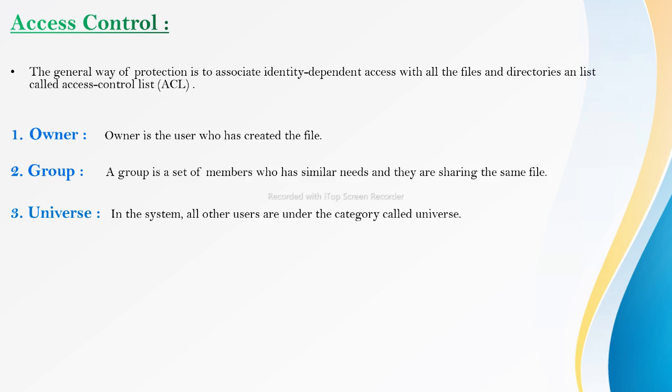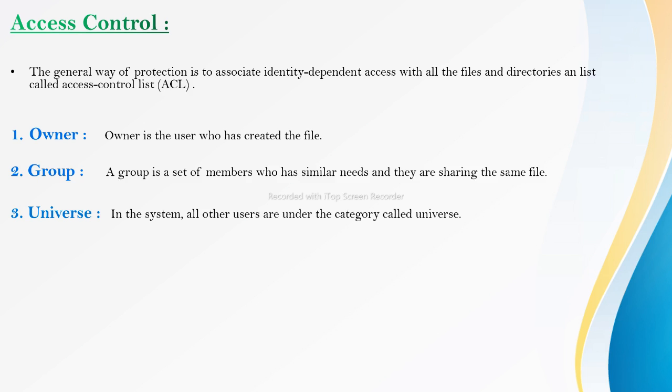This technique has two undesirable consequences, so we use owner, group, and universe. The owner is the user who creates the file, and a group is a set of members who have similar needs and are sharing the same file. In the system, all the other users are under the category called universe.